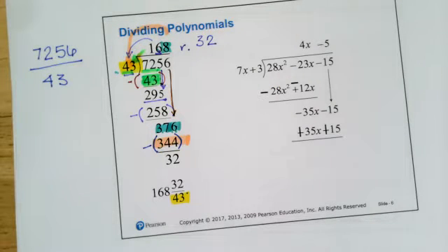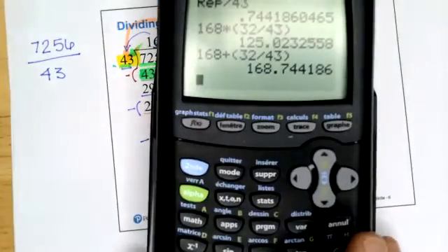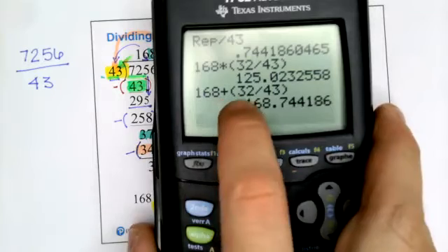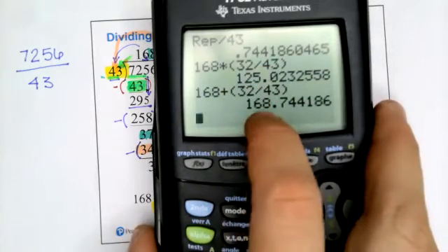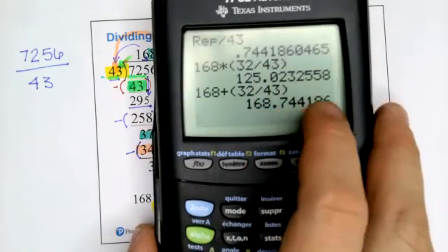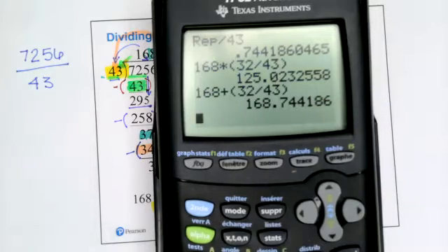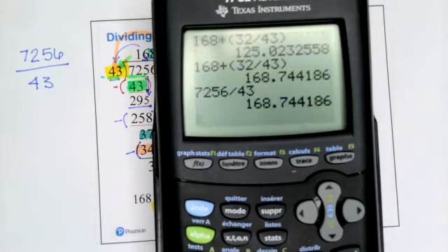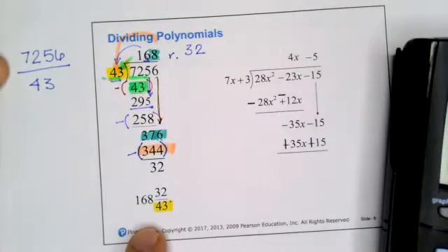Oh, sorry. I said multiplying, it should be add. 168 plus this fraction gives a 168.744186. Okay. If I just divide 7,256 divided by 43, I get that exact same number. Okay. So it's just another way to write this fraction.